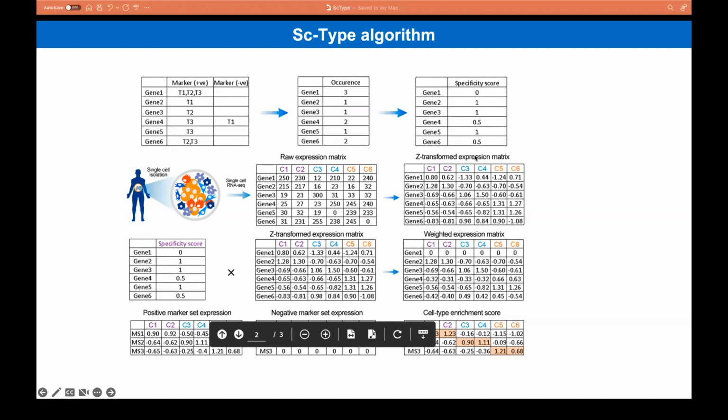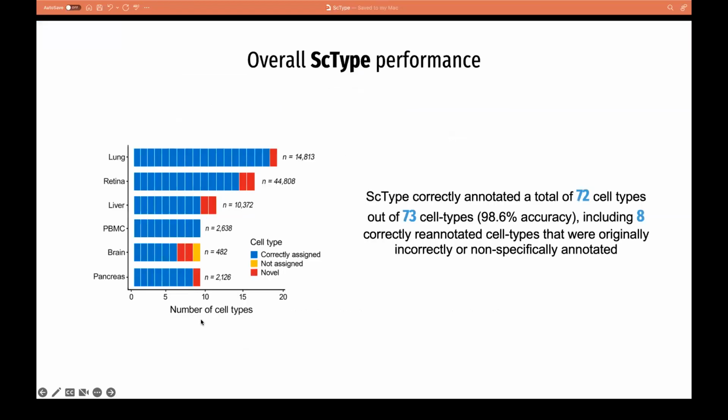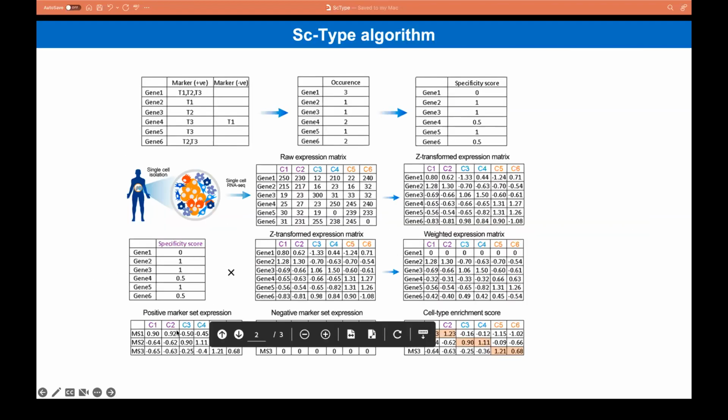So Z transformation is basically the expression of the value with the standard deviation variance of 1 and mean of 0. I think all of you are aware of this transformation. So you transform it, and then you multiply the gene specificity scores to this transform matrix, and you get a weighted expression matrix. And in the third step, if your tissue type has negative marker, then you subtract.